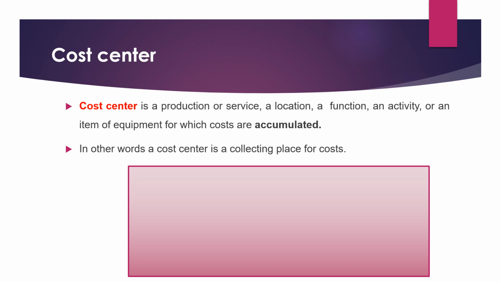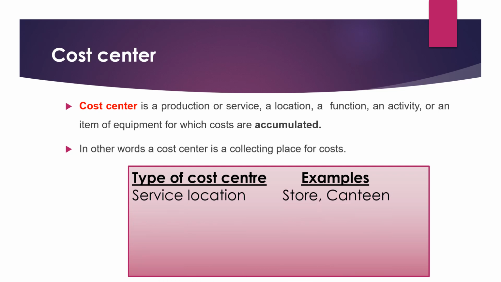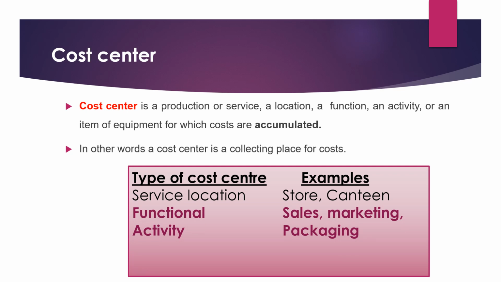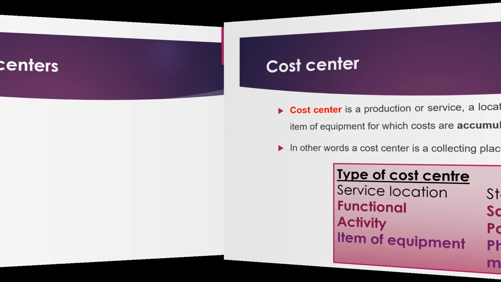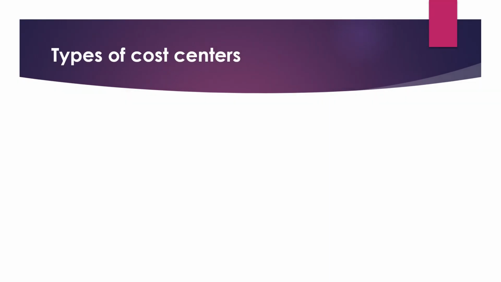So now let's see different types of cost centers. A service location may be a cost center such as store, canteen, or it may be a functional activity such as sales, marketing, packing, or it may be an item of equipment such as photocopier machine, scanner machine, etc. There are 6 major types of cost centers that do not generate profit on their own, but they are really important to the core functions of the business.